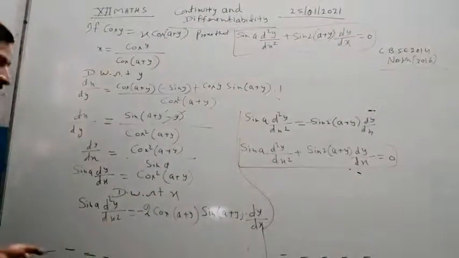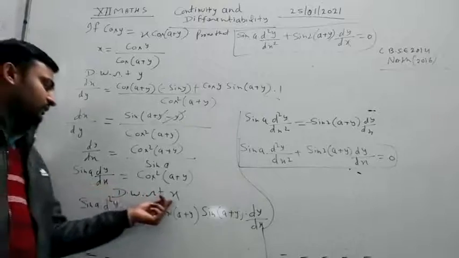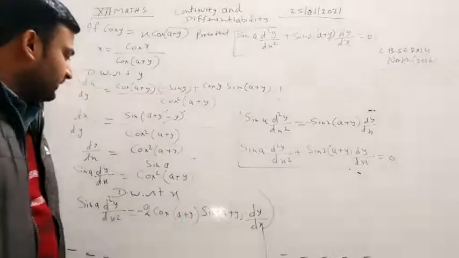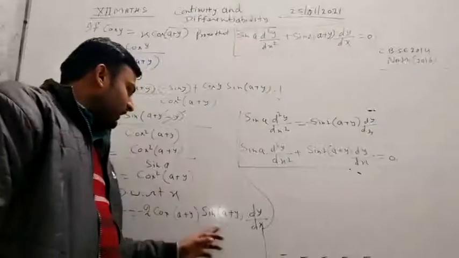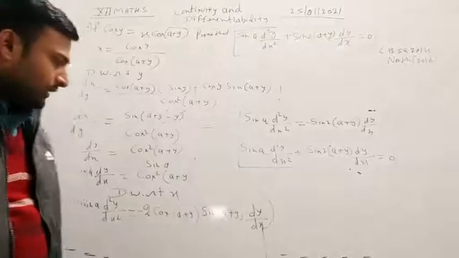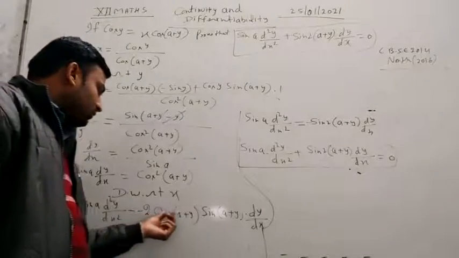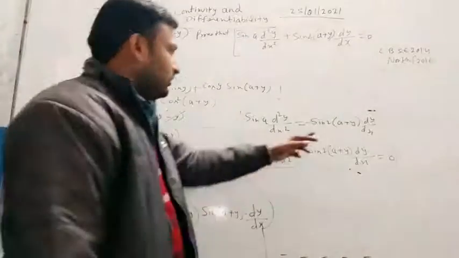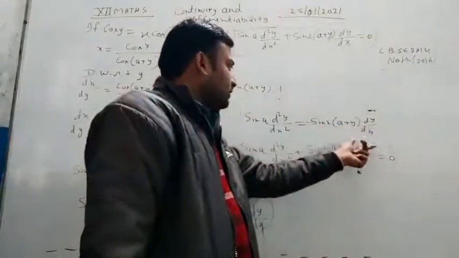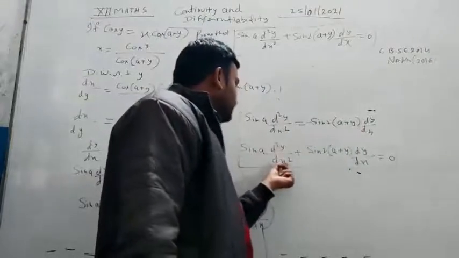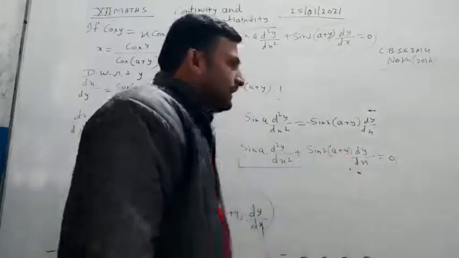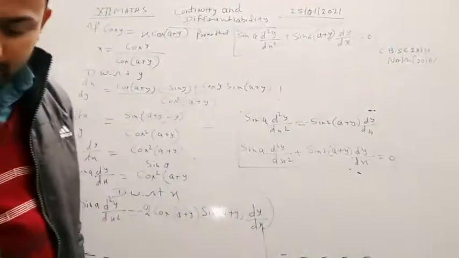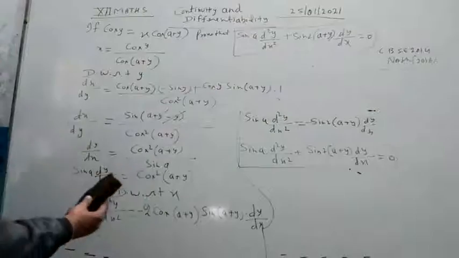Now again differentiating with respect to x, we get sin a d2y by dx2, and this is 2 cos(a plus y) into minus sin(a plus y) dy by dx. Now we see that this is 2 sin(a plus y) cos(a plus y), so we can write sin 2(a plus y) in place of this. So take it to the right-hand side, and we get sin a d2y by dx2 plus sin 2(a plus y) dy by dx is equal to 0. Students, I hope you understand. Now we'll see another question.